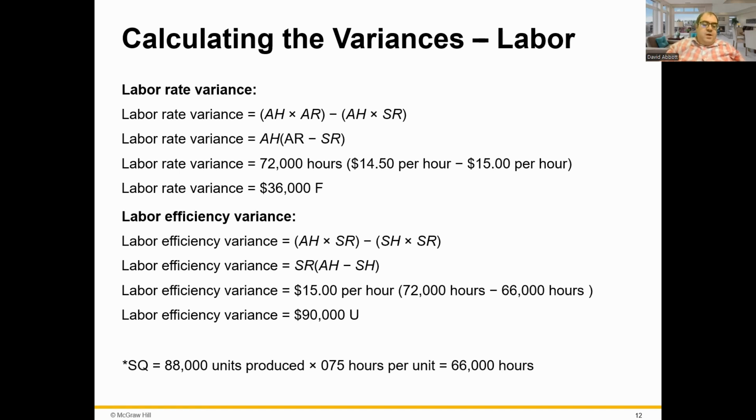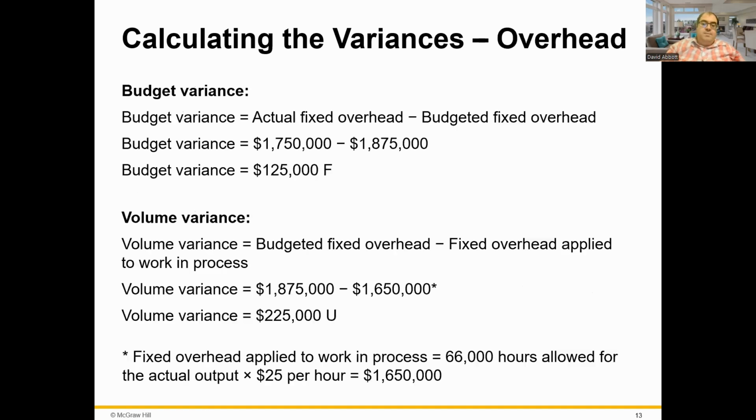And then the direct labor rate variance is computed as 36,000, which is favorable. And again, the labor rate variance is labeled favorable because the actual labor rate of $14.50 is less than the standard labor rate, which is 15.